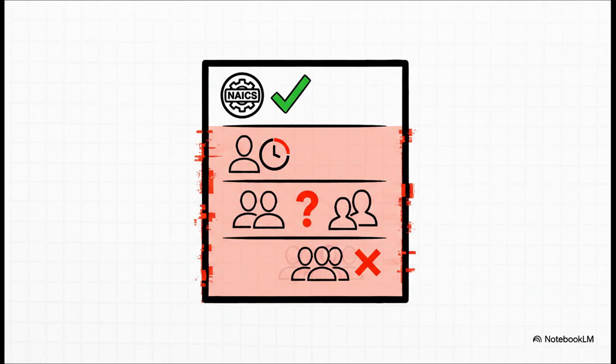The NAICS code did its job perfectly. It found the right type of company. But the people data, the contact info, that was flawed. Why? Well, for one, contact data gets old fast. Someone who got promoted to head of sales last month might not be updated in the database yet.